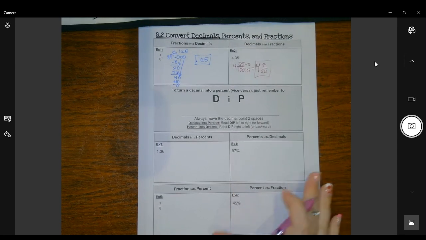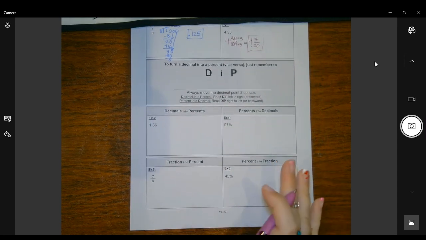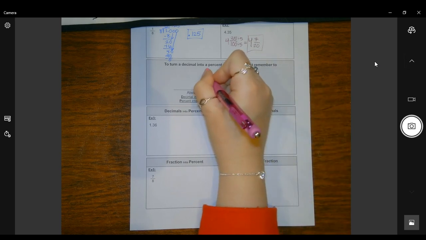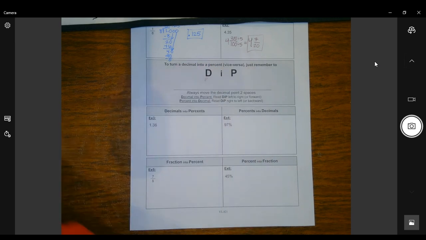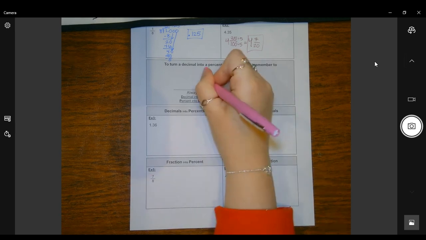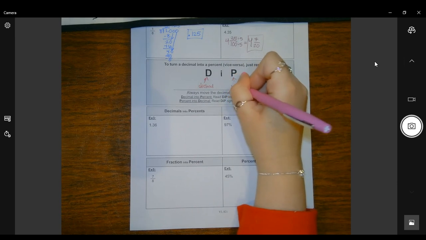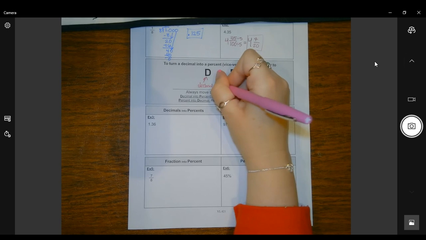Perfect. Okay. Now we're going to go on and try to learn how do I go back and forth between decimals and fractions into a percent. Well, one thing that's really going to help with that is this little word dip. And you're like, why is that going to help me? Think as that D is like the word decimal. Okay. And of course, my pen's deciding to die on me. So D stands for decimal, and P stands for, you guessed it, percent. And that I is the into.